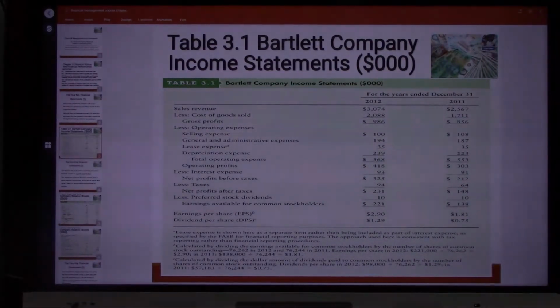Accordingly, based on such given information, we can calculate what we call earnings per share, EPS, and we can calculate dividends per share. This is the standard form of the company's income statement, and you must be aware of the main components of such a statement.